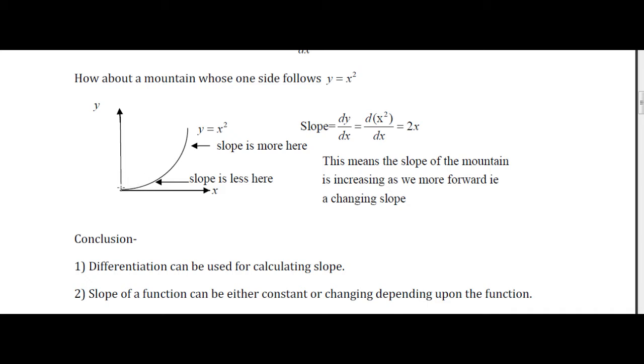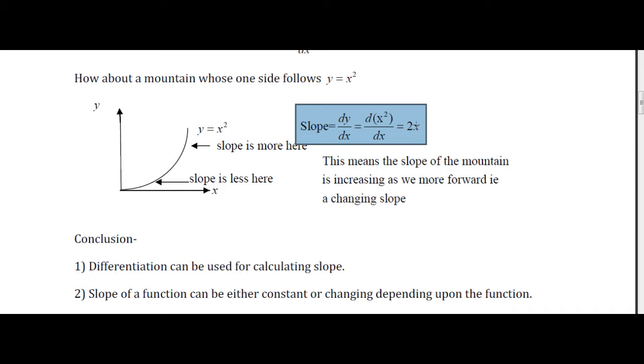When you climb around this part, climbing is very easy. You can easily walk. But as you go up here, the climbing is very difficult. That means the slope is less here and the slope is more here. Intuitively that is clear. But what is the mathematics that says the slope is less here and more on this part?